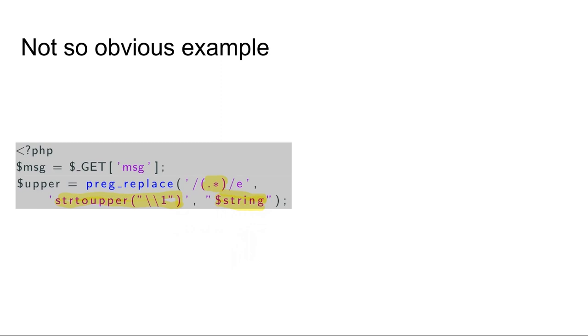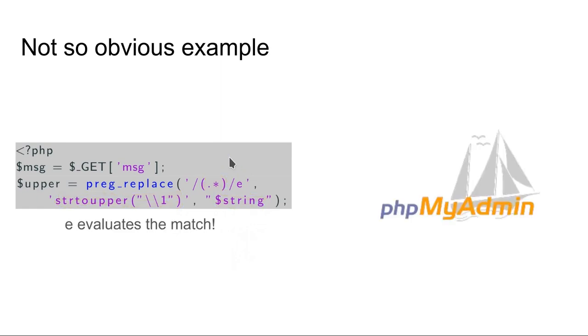Well, maybe you notice this flag here, the E flag. What does it do? Well, it transforms the match, so whatever is matched here, and brings it into the correct type. And how does it do that? Well, just by evaluating it. It literally calls the eval function on your match. So if we, as an attacker, could smuggle PHP code into the input string, the PHP code would be matched and then just executed, which is not a good idea.